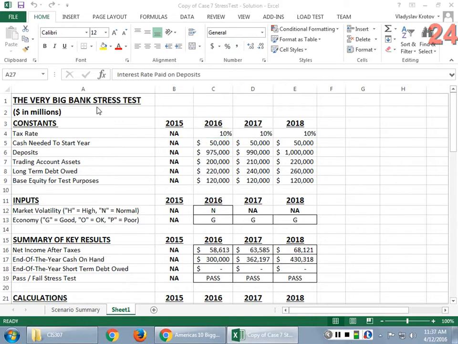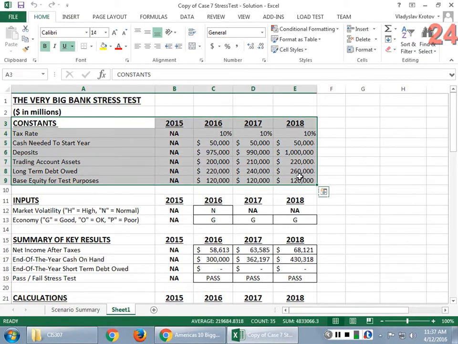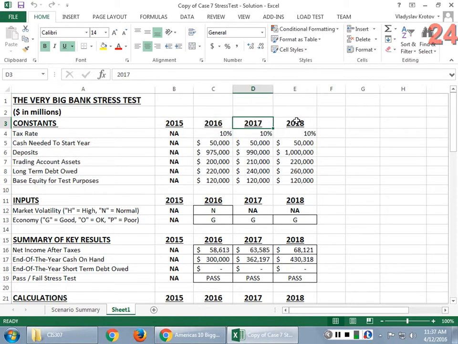So let's talk about those first 3 sections of our stress test model. The first section that you have is called constants. And by the way, here we're assuming that we're at the end of 2015. So we just finished year 2015, and we're interested in projections for 2016, 17, and 18.